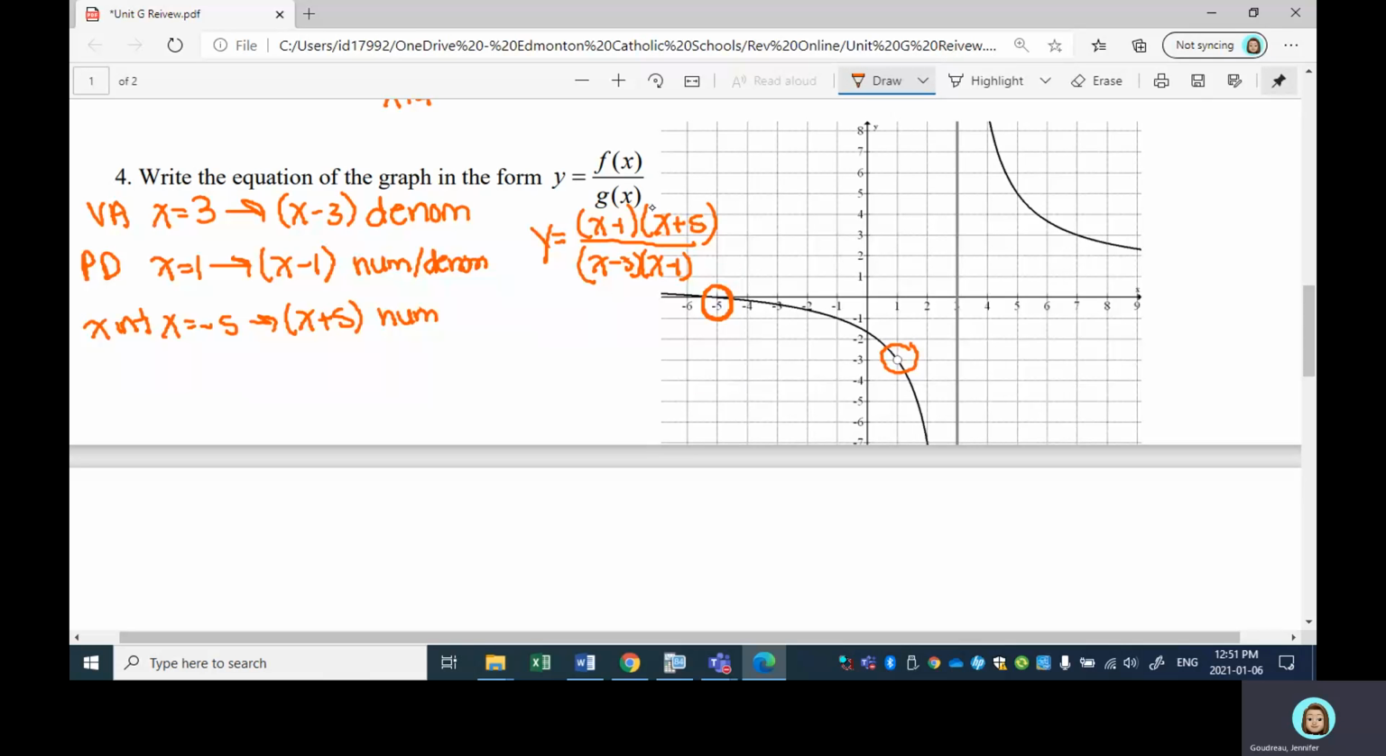Now, what's tempting to do is to cross out the x minus 1s and then write the resulting function, but we don't want to do that. We want the original function. So what I'm going to actually do is expand in the numerator. I'm going to get x squared plus 4x minus 5 when I distribute in the numerator, and x squared minus 4x plus 3 in the denominator when I expand. This would be the original function that will give you this graph. We can't really see the horizontal asymptote here, and it really doesn't help us build the equation, so we're not going to worry too much about it.